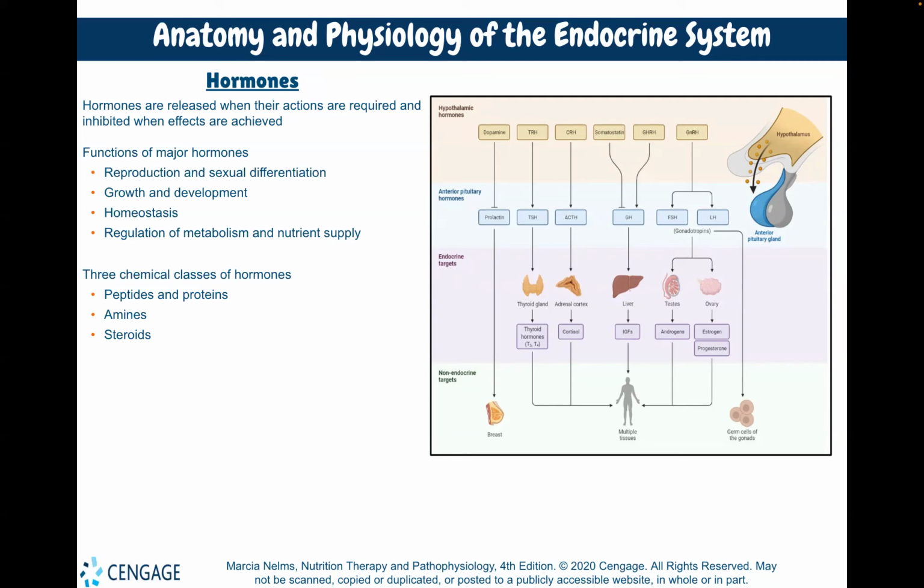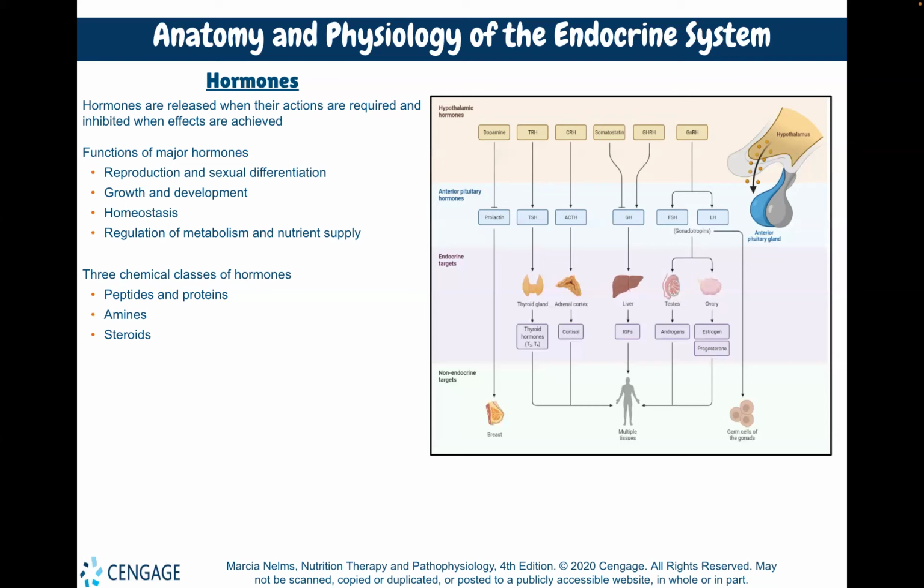So here you see that major hormones, most often are going to function with reproduction, growth and development, maintaining homeostasis within the body, and then regulating metabolism and nutrient supply. So if you think about insulin and glucagon, which we've talked a ton about in your junior year classes, but also cortisol and epinephrine in their role in modulating energy metabolism through the different macronutrients.